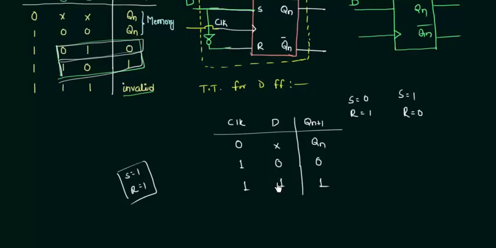In the next presentation, we will have the characteristic table and the excitation table for the D flip-flop using this truth table. So see you in the next presentation.